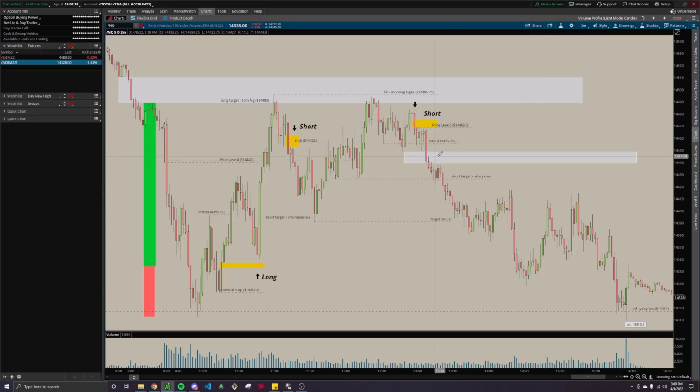And so again, you would target all these pivots right here, relative equal lows, a pivot right here, right here as well, same thing. And ultimately, the lows from the day were also taken out.